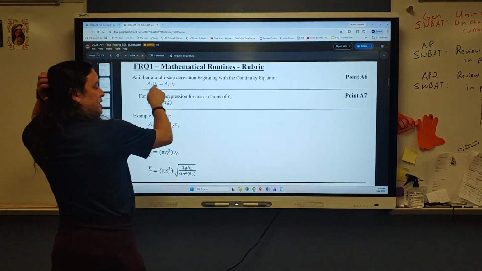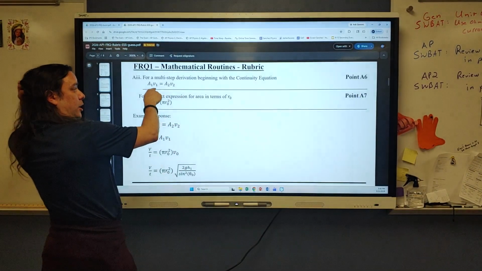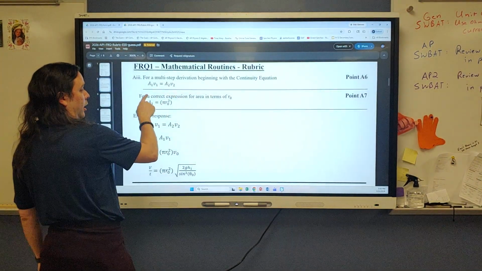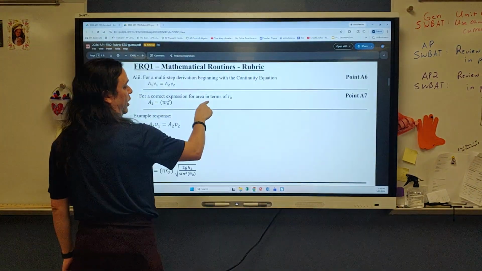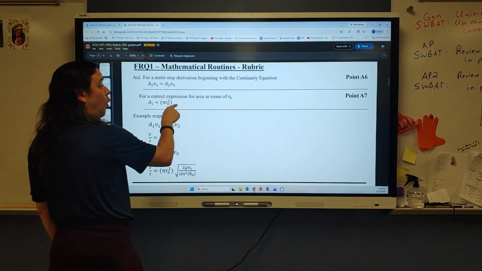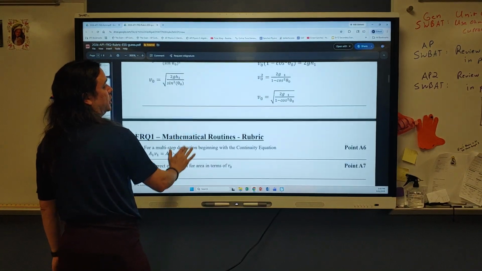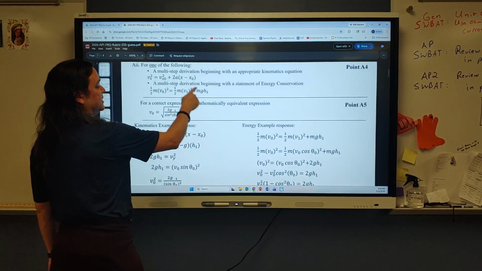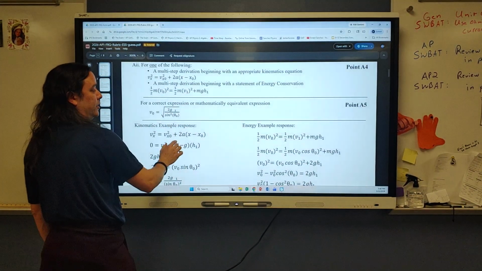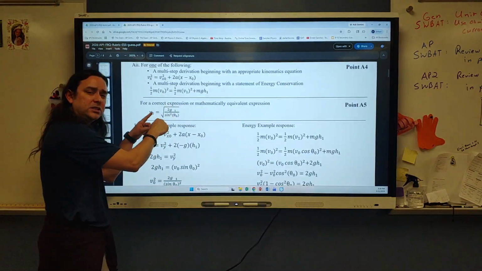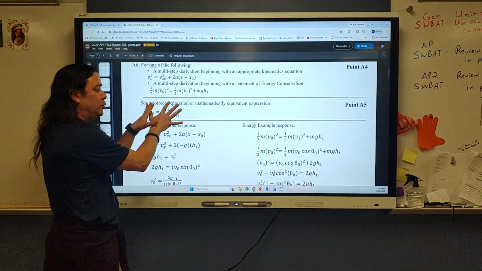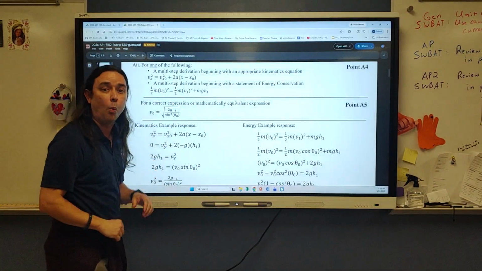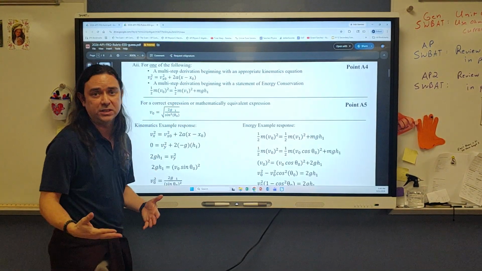For the second one, setting up and working with the second part, with the continuity equation as we laid out here. And then for this one, it would be for a correct expression for area in terms of R naught, or an expression consistent with what you got in this part. In other words, I think this is the hard one to get. And there's a good bet that if you didn't get this, you only missed out on 1 out of the 4 points. They usually set it up that way.